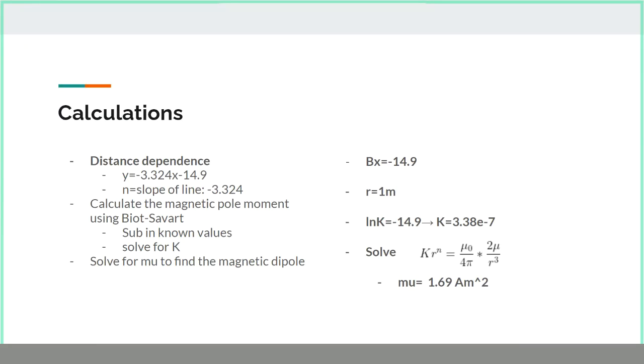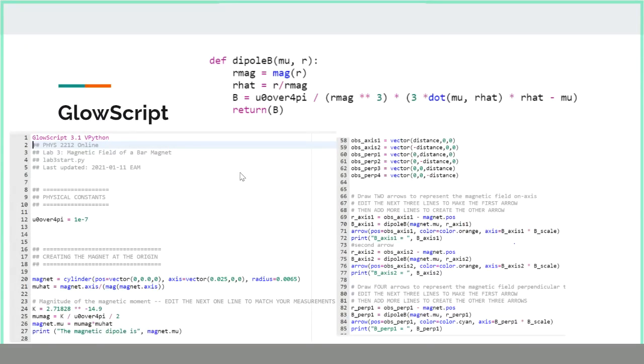Mu came out to be 1.69 Am². I used this GlowScript code to model my experiment. I edited the k value to match my calculations and measurements. B was calculated using the equation given to us in the notes.